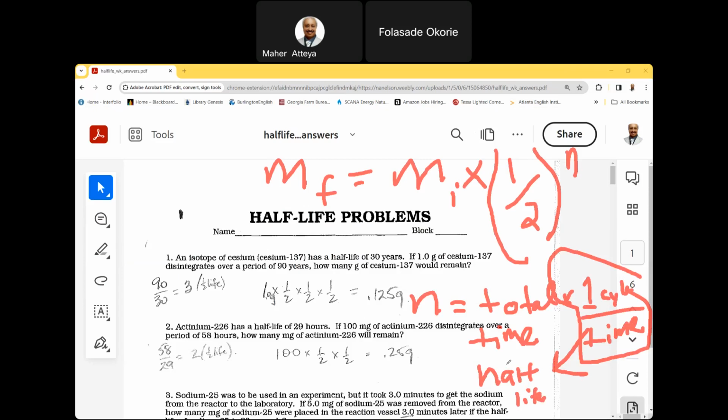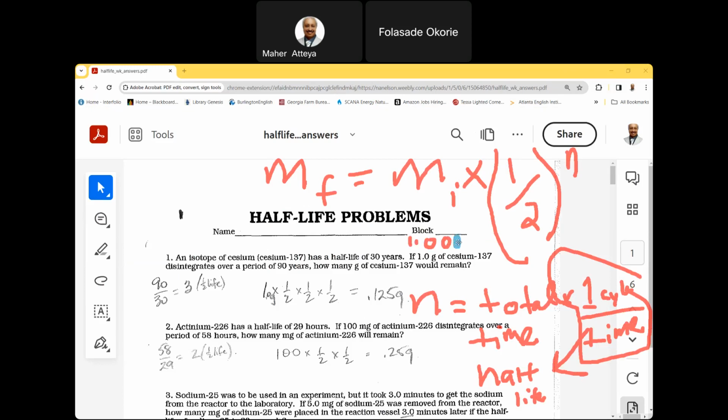0.2125. So we have an isotope of cesium with the atomic mass 137. That's the way we can write an isotope. It has a half-life of 30 years. If 1.0 gram of cesium, I will put 3 sig figs, I have to put 1.00 because our answer is in 3 sig figs, so I have to be careful to be consistent here.